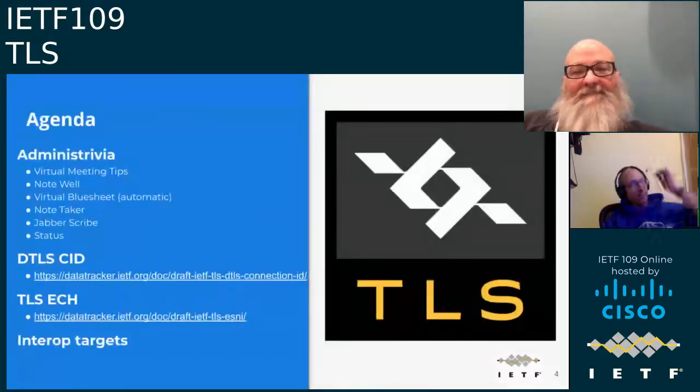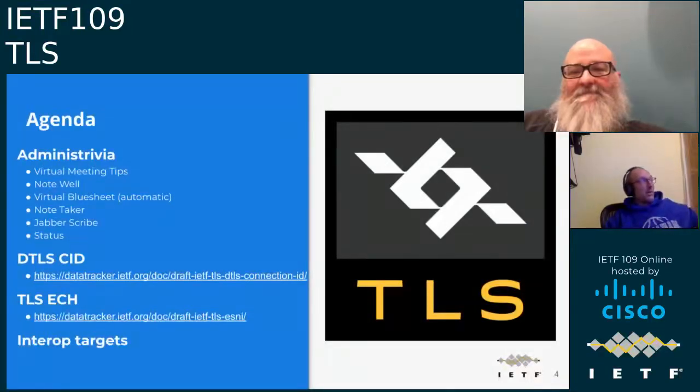Joe and Chris and Sean are also chairing, and we don't have a whole lot of things to talk about today, but we do have a note taker. I think we can probably handle Jabber, but if somebody wants to relay messages from Jabber, that would be appreciated as well. We have a couple topics aside from just status. One is some issues related to DTLS connection ID, and then of course our favorite topic is encrypted client hello. And then we'll talk about interop targets as a means to get more implementation of our drafts.